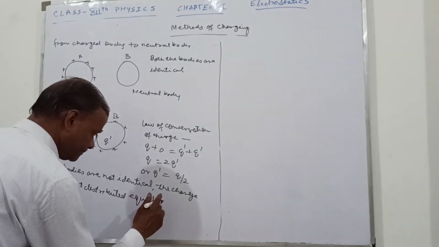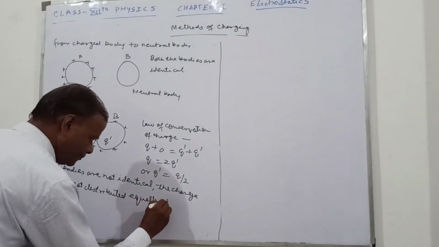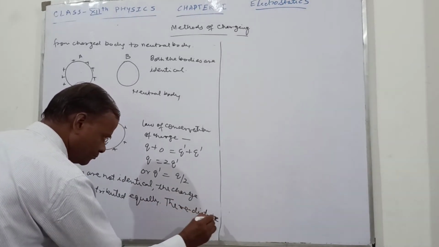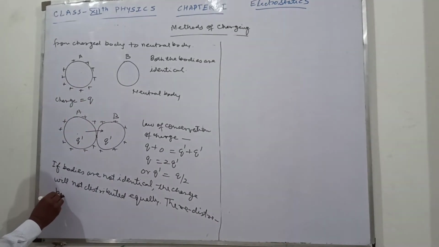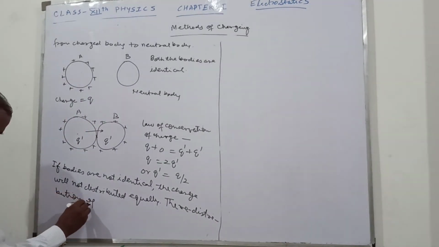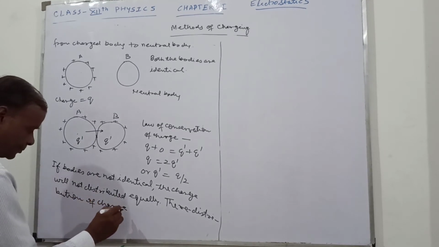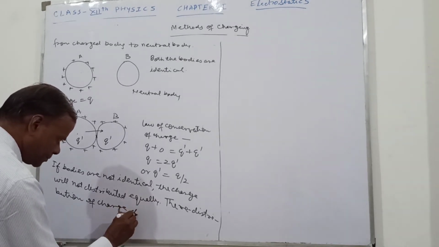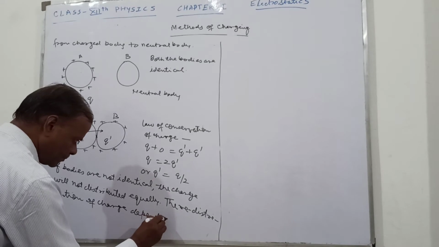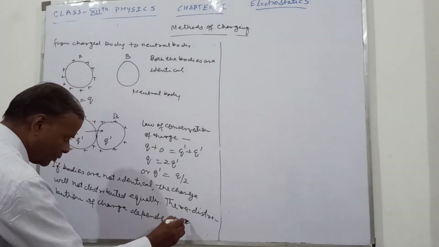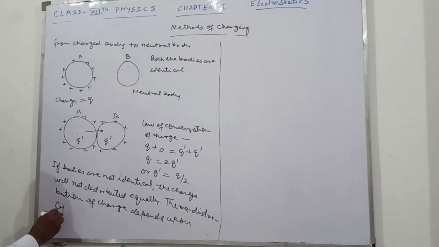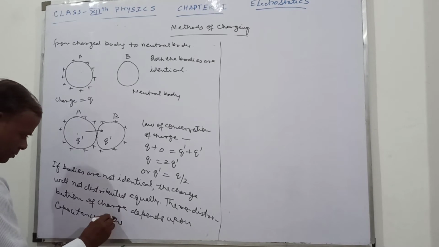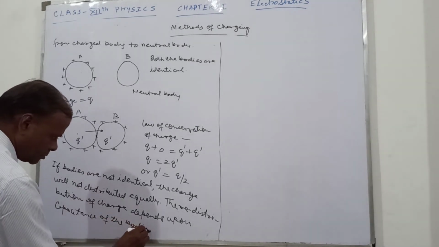The redistribution of charge depends upon the capacitance of the bodies.